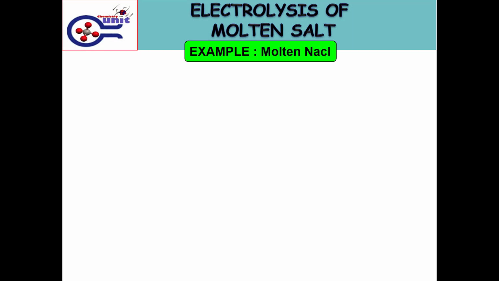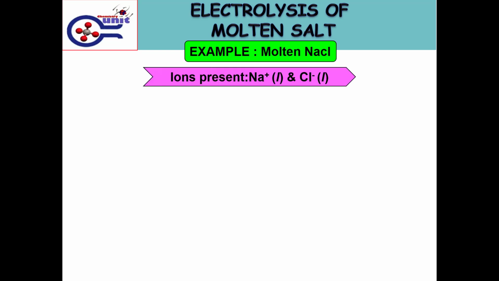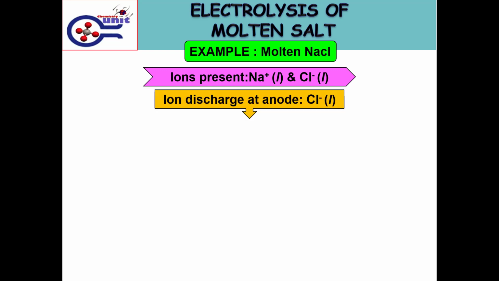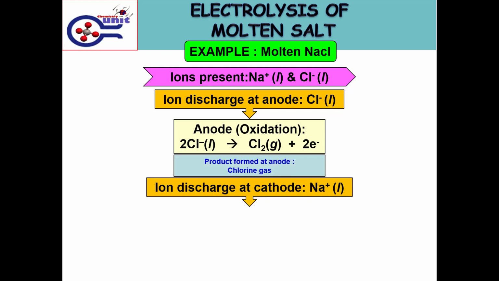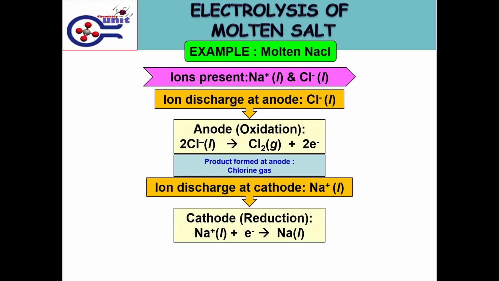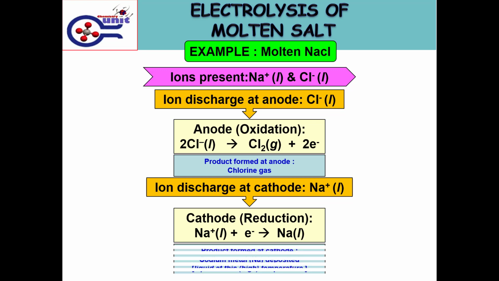From this video, we can conclude that molten sodium chloride consists of sodium ion and chloride ion. Please take note that the phases for both ions are liquid. Since the chloride ion is a negatively charged ion, it will discharge at the anode. The chloride ion will oxidize and produce chlorine gas. At the cathode, the sodium ion will be attracted and reduce to form liquid sodium. For this case, the product is in liquid phase because to produce molten salt, it needs high temperature.